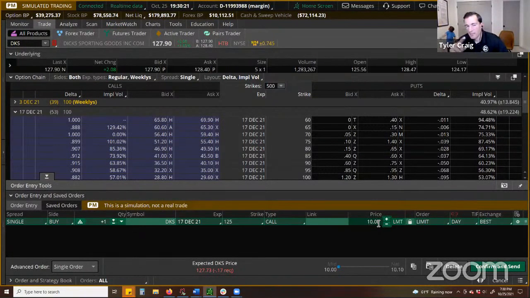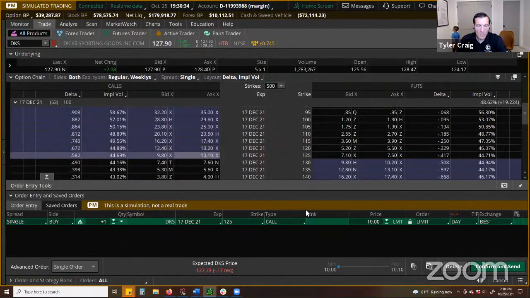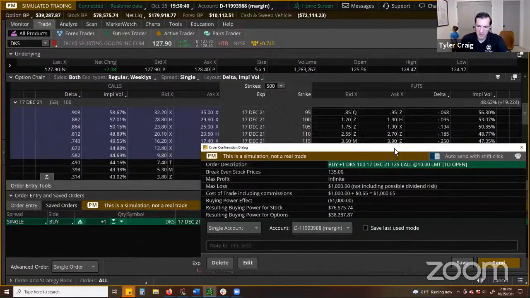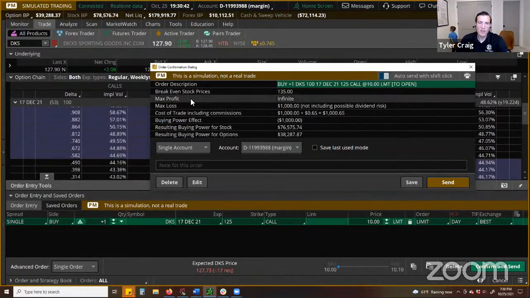And when I say perspective, let me elaborate. If you're comparing it to stock, it's cheap. Could you find something cheaper? Probably, right? But this is just the one that we've gone with based on our rules. So if I buy this for $1,000, check this out. If I hit confirm and send, this is one of the nice things about Thinkorswim. It will tell me the trade specifications.